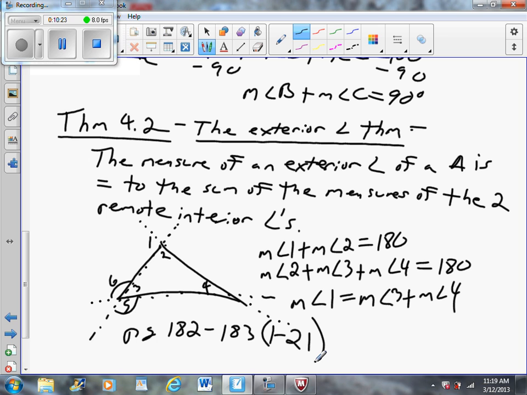And then we'll get into the next section if we can. That's what my goals are. All right.